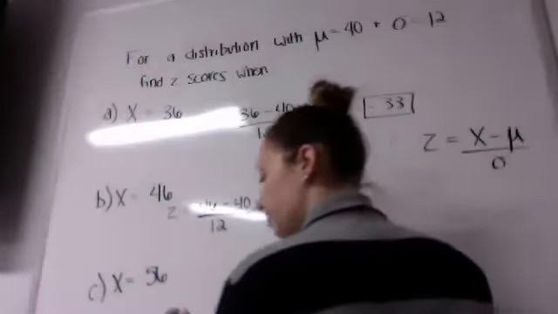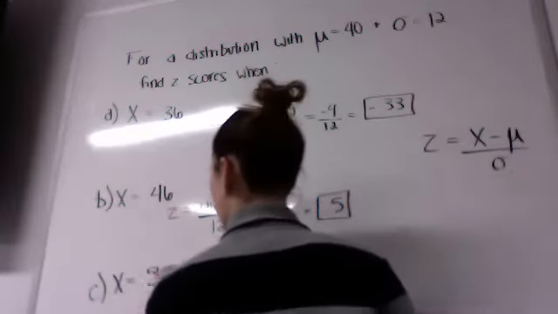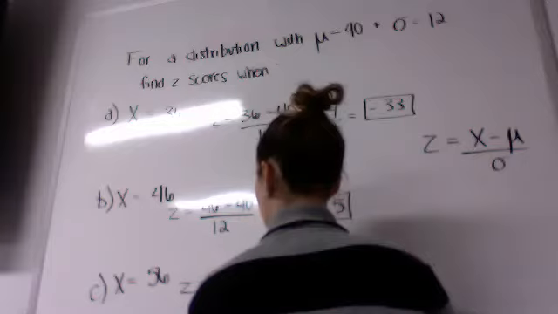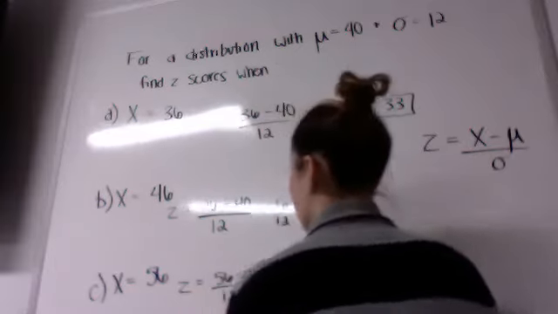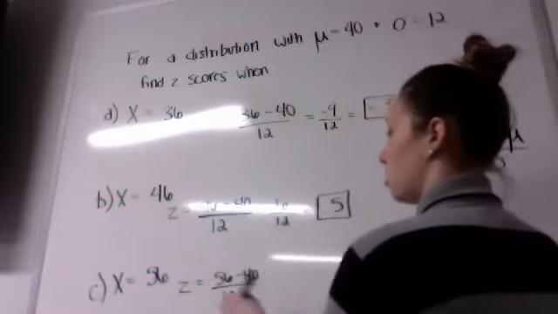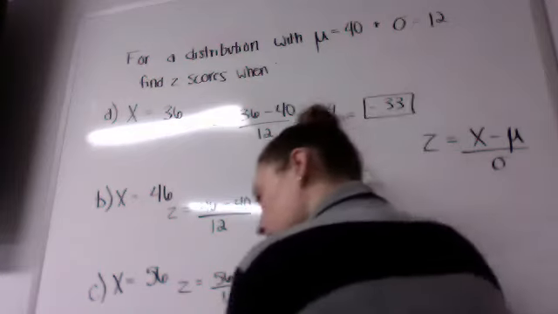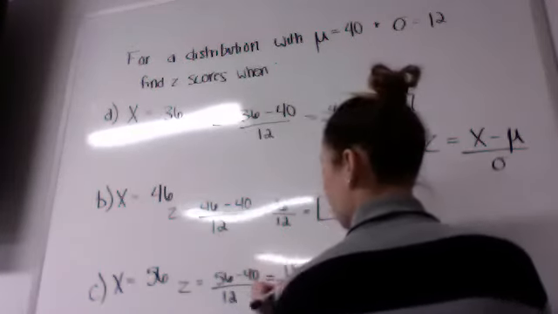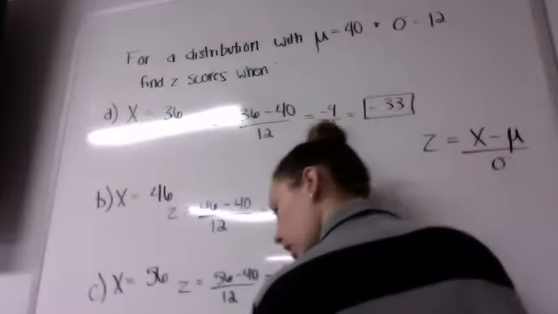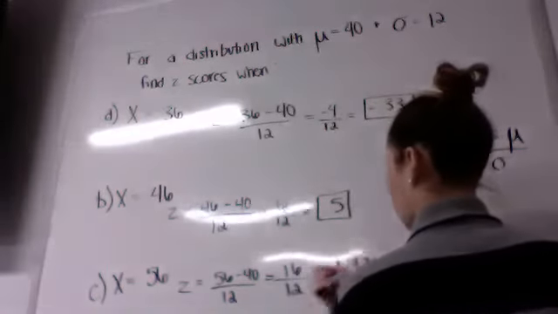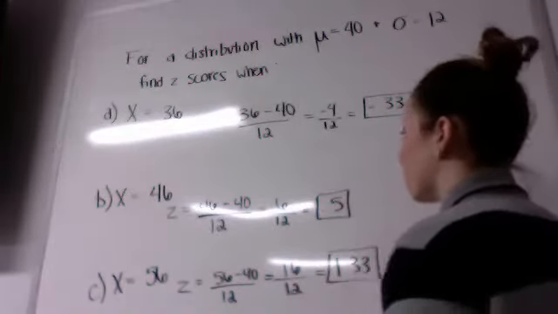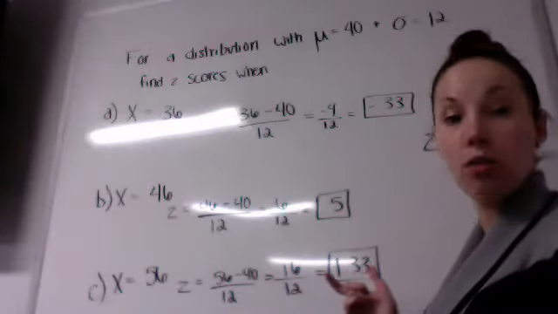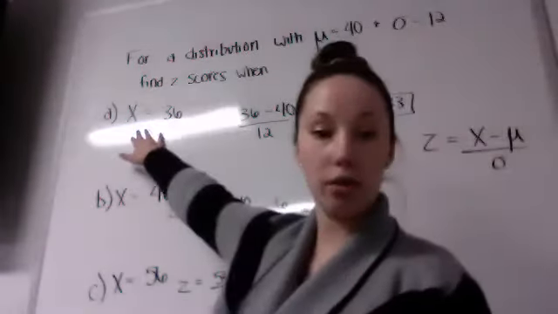Next one here, we set it up the exact same way, 56 minus 40 over 12, because that's my population mean and my population standard deviation. When I do that subtraction, I get 16 over 12, and when I do that division, I get 1.33. So that's how we do those types of problems. That's how we get our z-scores when we are given an x or a raw score.